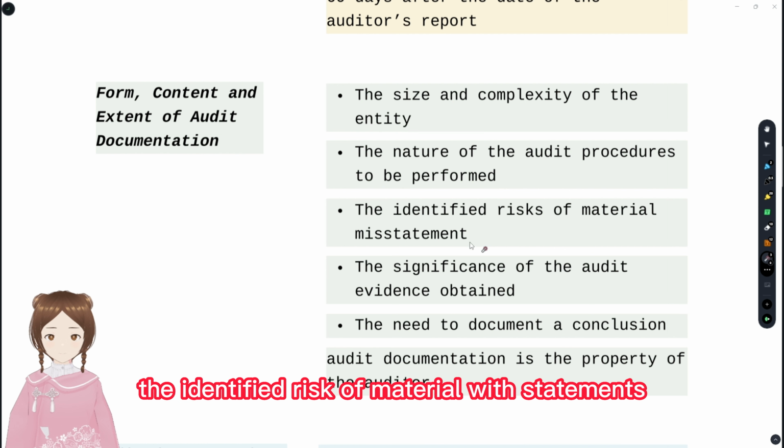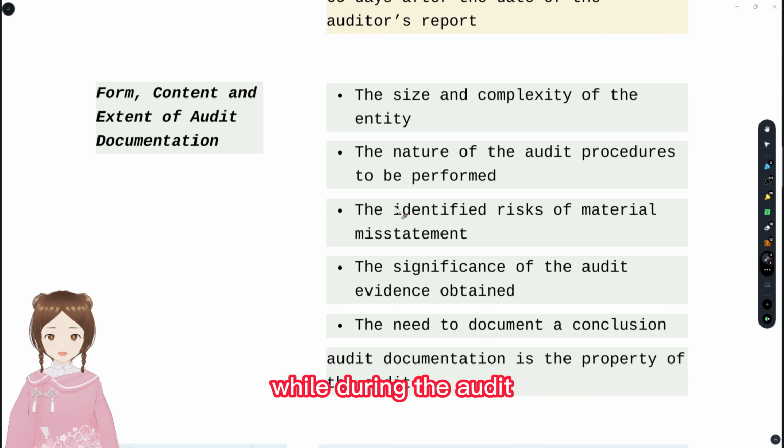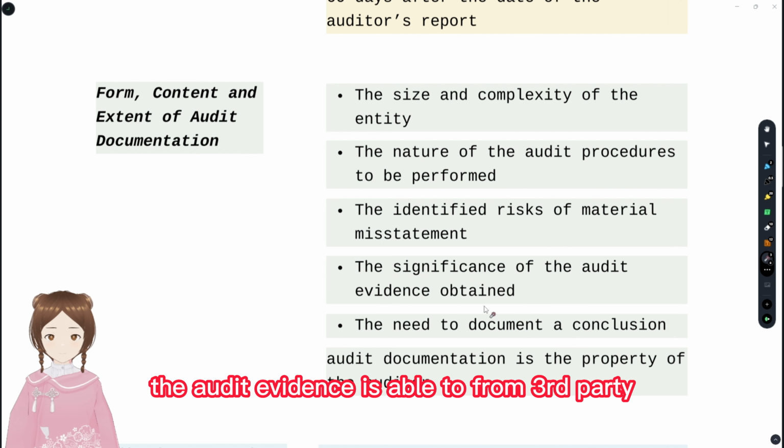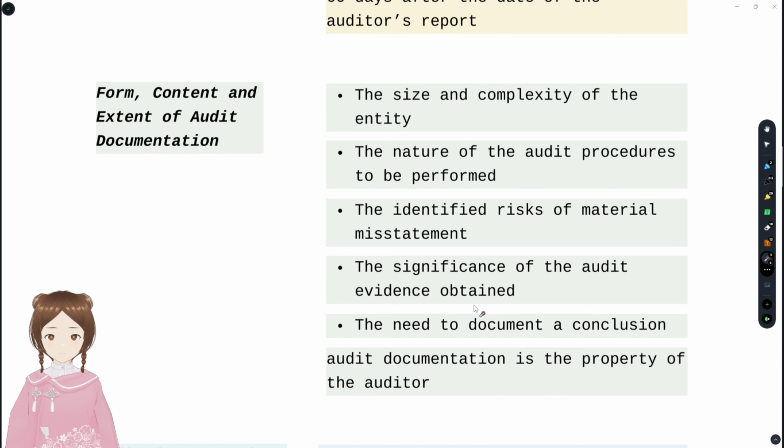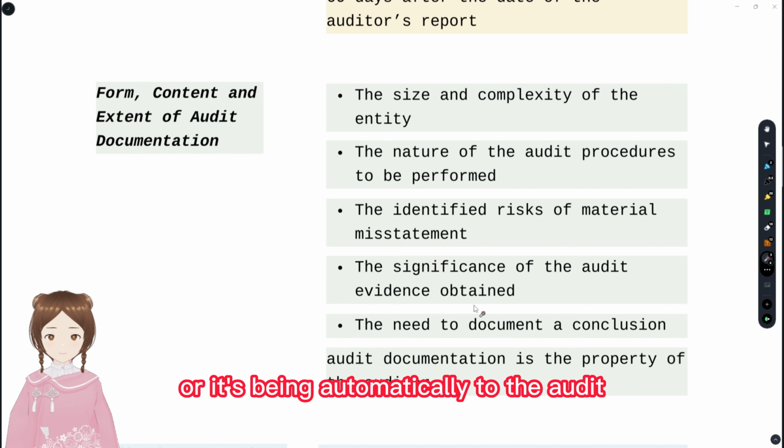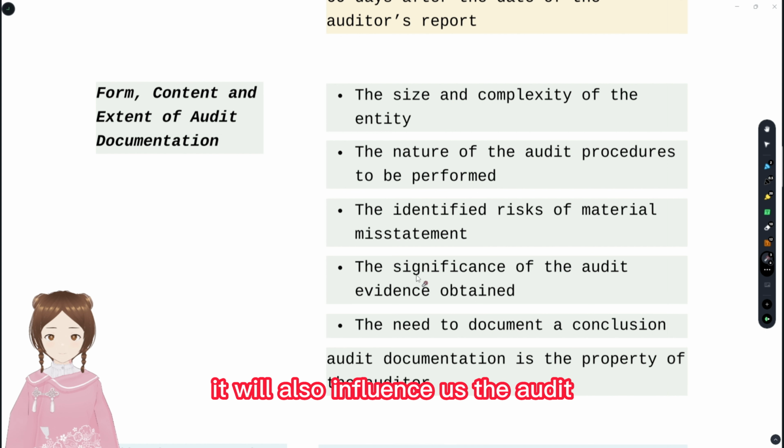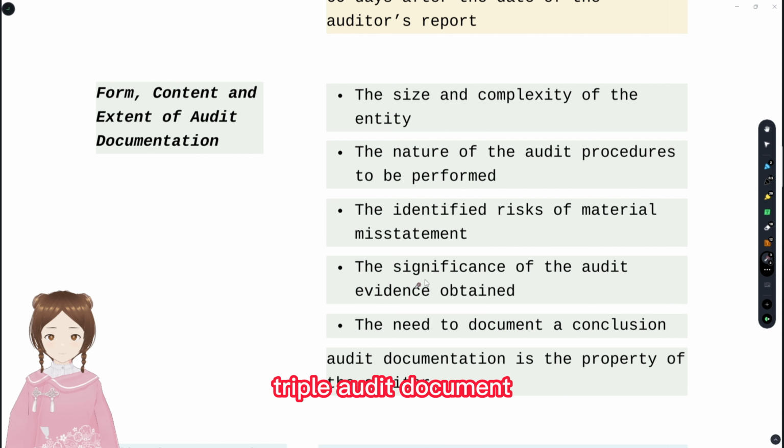The identified risk of material misstatements while doing the audit. The significance of the audit evidence that was obtained. How significant the audit evidence is. If it's from a third party or it's contradictory to the audit evidence that was already obtained, it also influences the audit documentation.